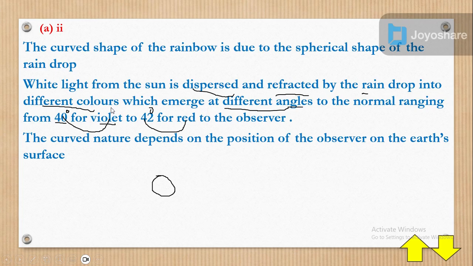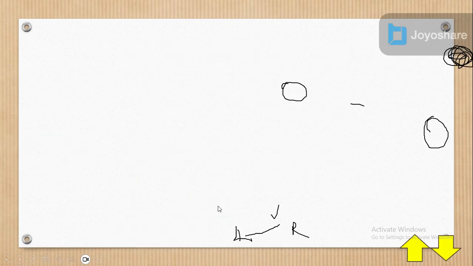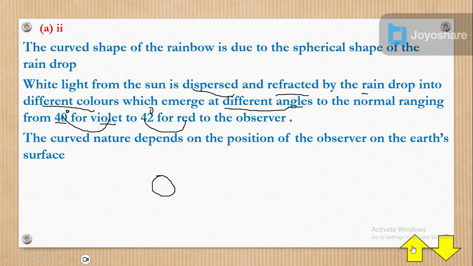Okay, well, that first point, when the light is being spread, I explained this here. When the light is being dispersed at this level, dispersed means that it was one, but it can make more, three, four, six rays, like you're seeing. The different colors emerge at different angles to the normal, ranging from 40 degrees for violet to 42 degrees for red. So the difference in the angles brings about that curvature. Then the curved nature depends on the position of the observer on the Earth's surface. Yes, the level of the curvature depends on where you are.